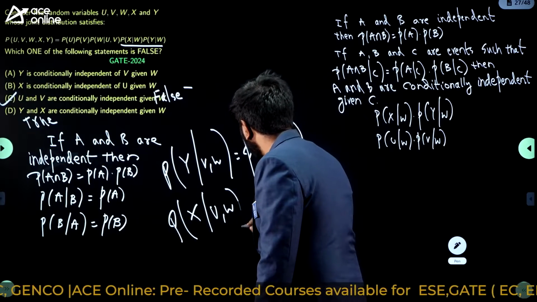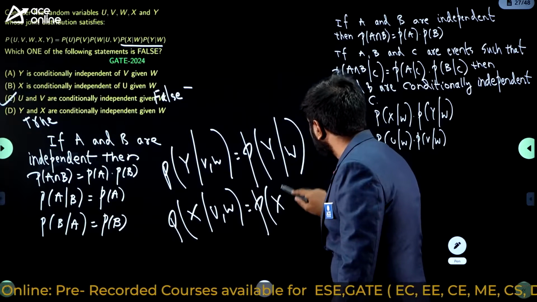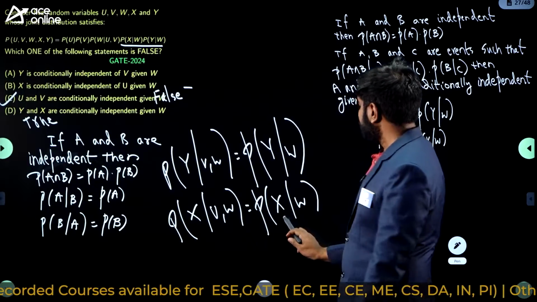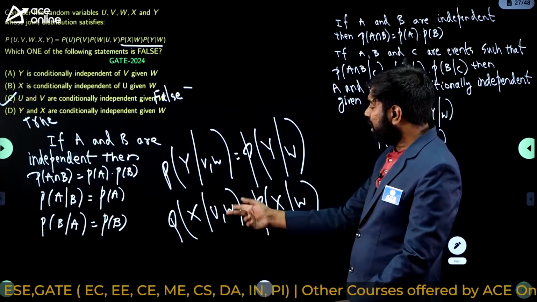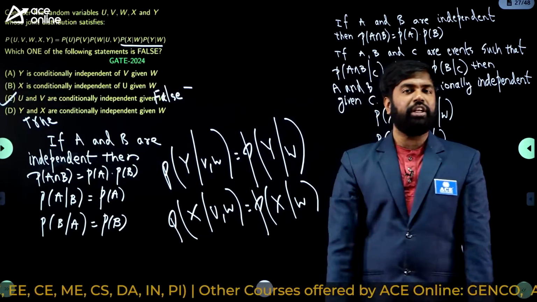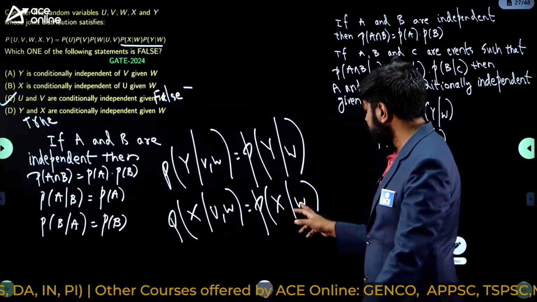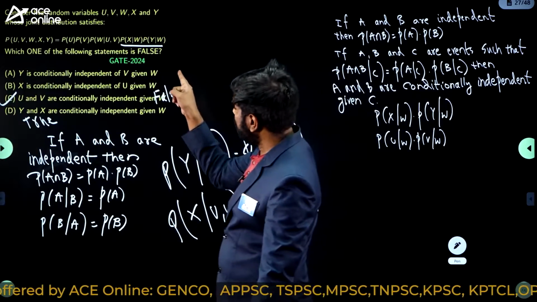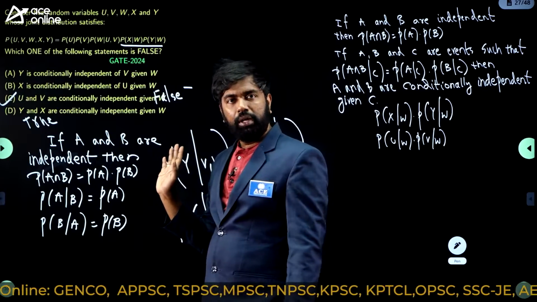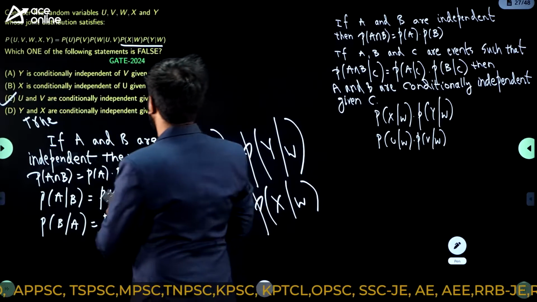U comma W can be written as probability of X given W. Now you can see a term like this, you do not see U comma W, since X is conditionally independent of U, you do not have U here. So do you see the X given W term in our expression? Yes, X given W. So yes, this is a true statement, students.